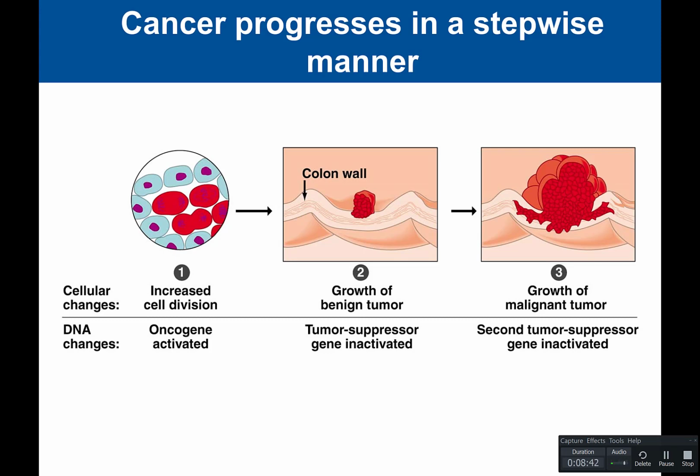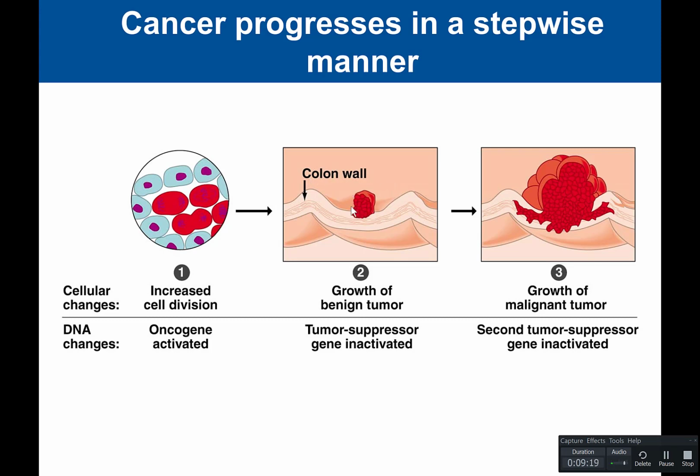And so if we look at an example of this, let's say we inherit or we get one change in an oncogene and the oncogene becomes activated. The first thing that might happen at the cellular level is that we get an increase in cell division. So the rate at which the cell divides happens faster. But again, it hasn't progressed yet beyond that. But if we then acquire a mutation in the tumor suppressor gene, so a tumor suppressor gene becomes inactive, that might lead to a growth of a benign tumor.